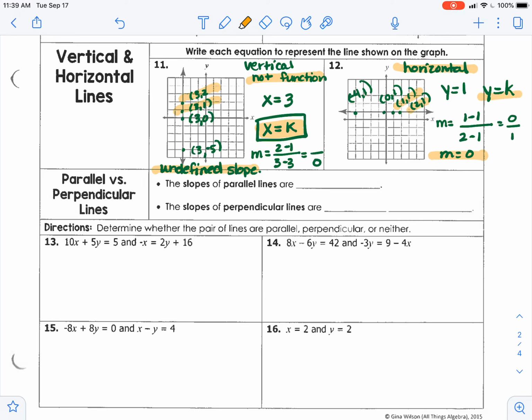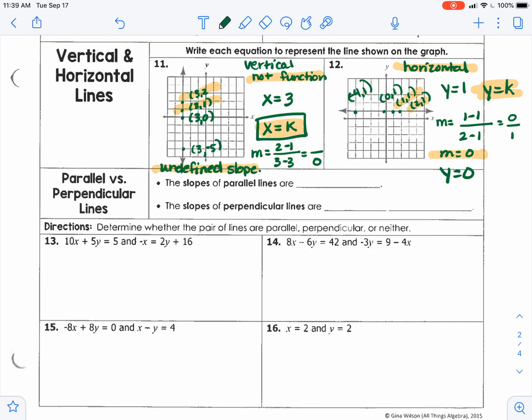Now, since it is a slope of 0, you could also say y equals 0 times x plus, in this case, your k will be your intercept. But it's easier, I think, just to remember y equals k.